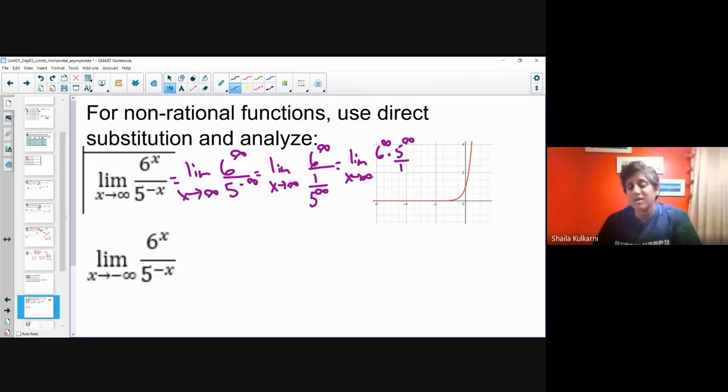So what does that mean? I have a gigantic number and I'm multiplying by another gigantic number, so that is going to result in yet another gigantic number. In other words, the limit as x approaches infinity does not exist, or approaches positive infinity. And here's the graph of that function.